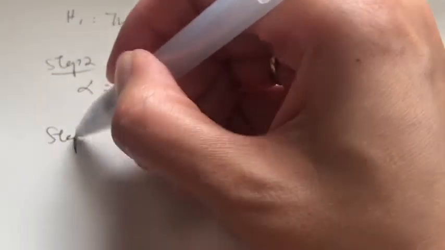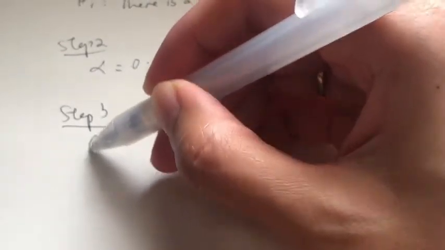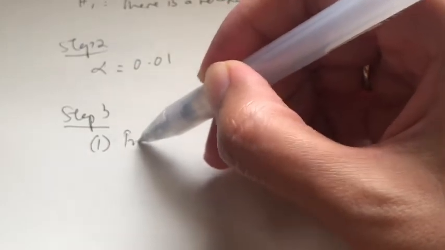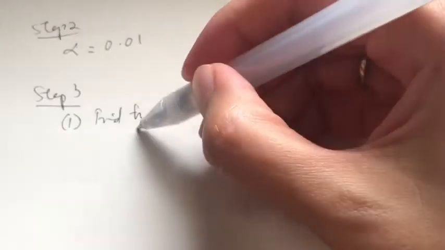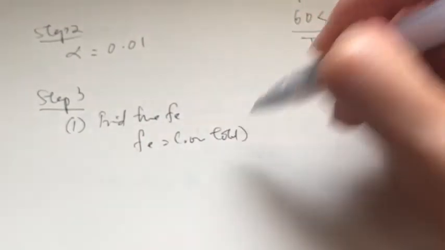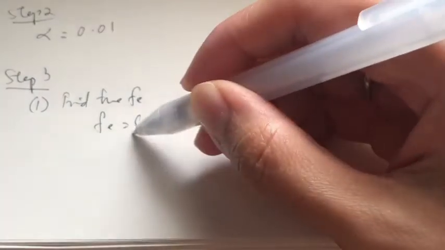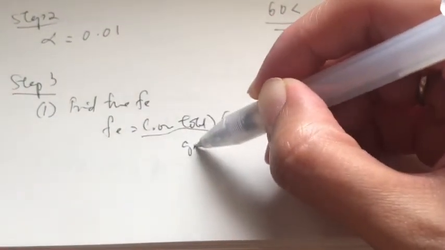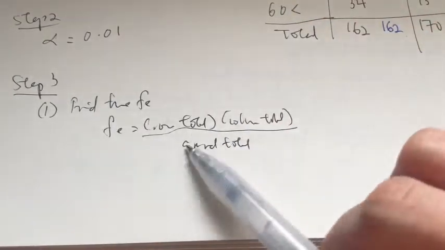Okay, so remember the formula to find the expected frequencies just now? In step 3, there are basically two things you need to do, right? One is to find the expected frequencies. Remember how to find the expected frequency? Row total, multiplied with the column total, over the grand total, right? Okay, remember this.